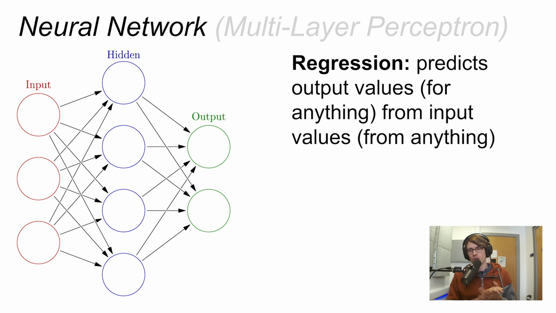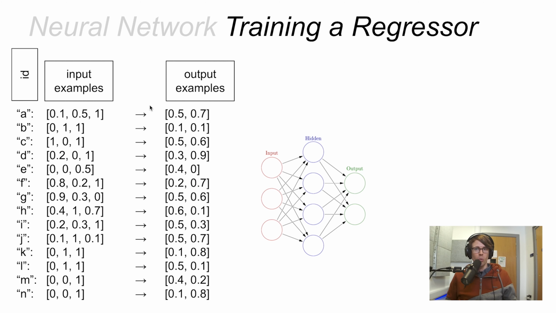When we use regression, a neural network predicts output values that could go to anything from a set of input values that could come from anything. When we train the neural network, the first thing we have to do is collect a set of input and output example pairs. So, for example, here we have a set of input examples that each have 3 values, which corresponds to our 3 input circles here. And each of these input examples has a corresponding output example that has 2 values, just like our 2 output circles here. And each one of these input examples and output examples share a common identifier or ID to keep track of which inputs belong to which outputs.